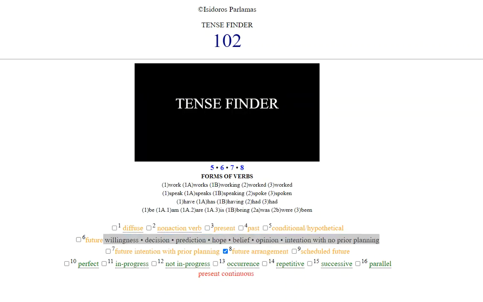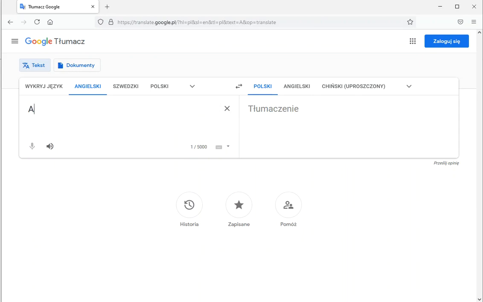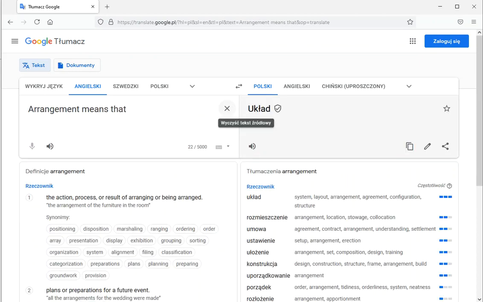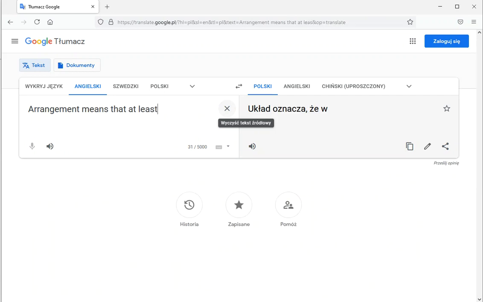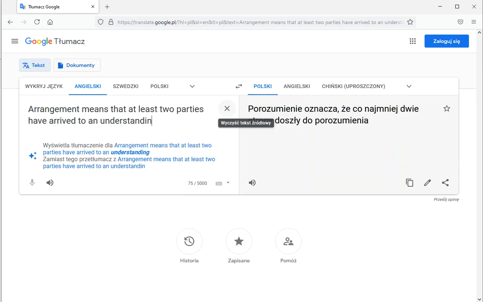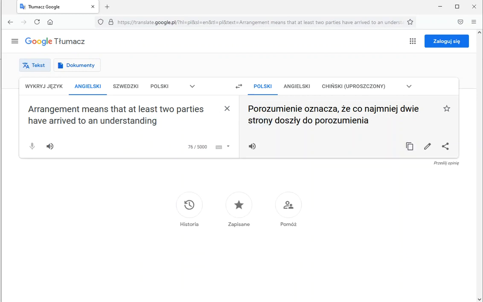Okay, so arrangement means that at least two parties have come to or have arrived at an understanding. Okay, and that's arrangement.